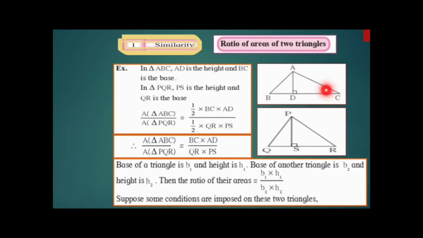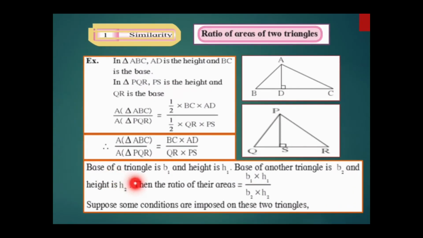So the area of a triangle is half into base into height. So in the first triangle, base is BC, height is AD. So we write area of triangle ABC equals half of BC into AD, and area of triangle PQR is half of QR into PS. So half gets cancelled, we get BC into AD upon QR into PS. So we write the ratio of the area of triangle ABC to the area of triangle PQR equals BC into AD upon QR into PS.